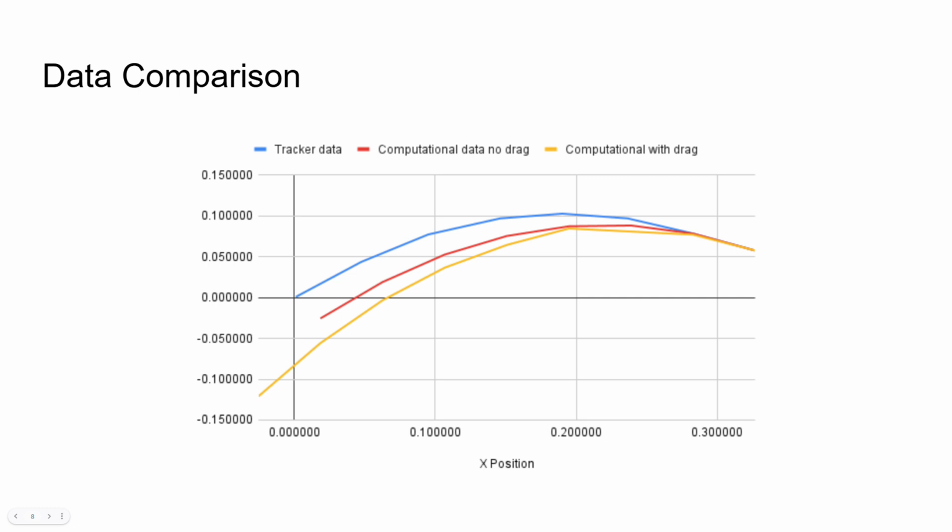Here we have a visual representation of the data we collected that compares all the models. We can see that the computational model with and without drag seem to be slightly off the mark, but this is logical. If the model that does not include drag has a y position lower than the tracker position, if we add another force that thwarts its motion, it should make the ball's position even lower.